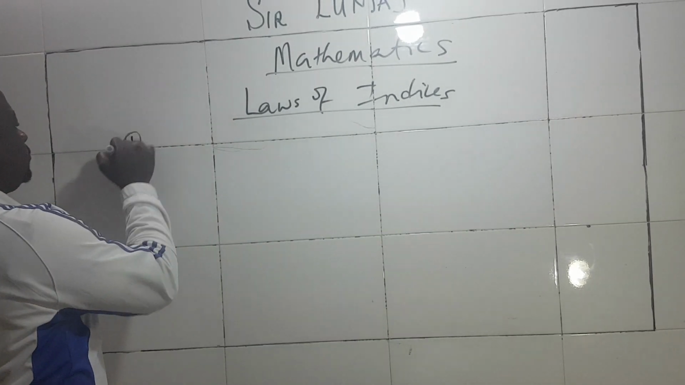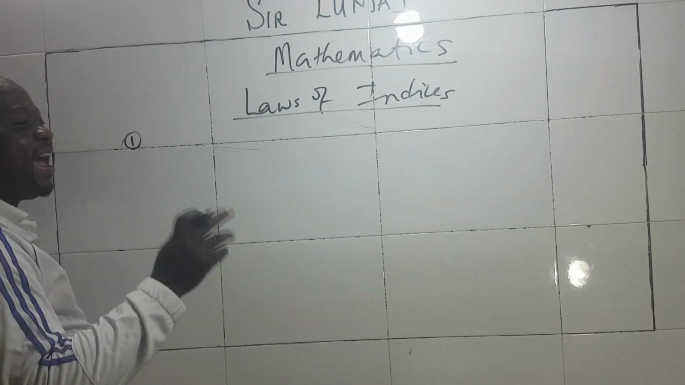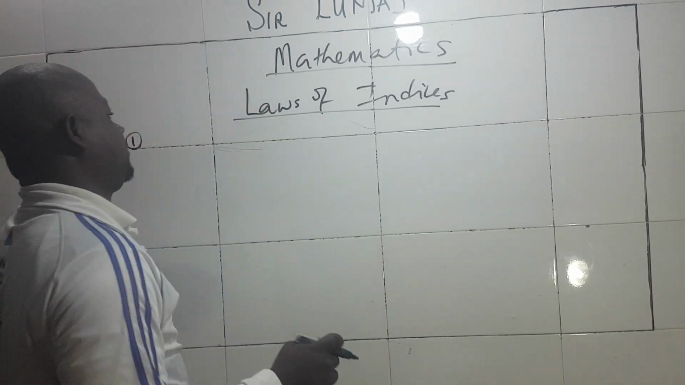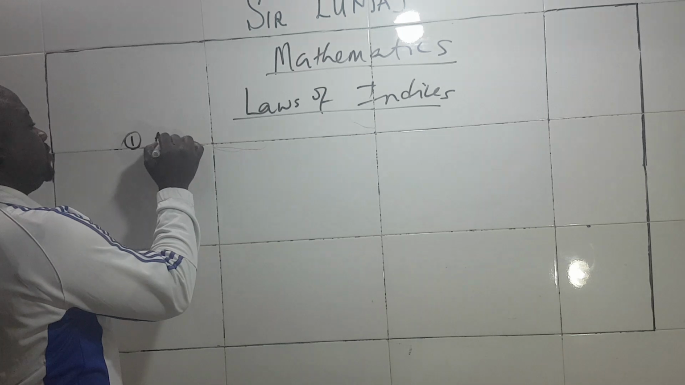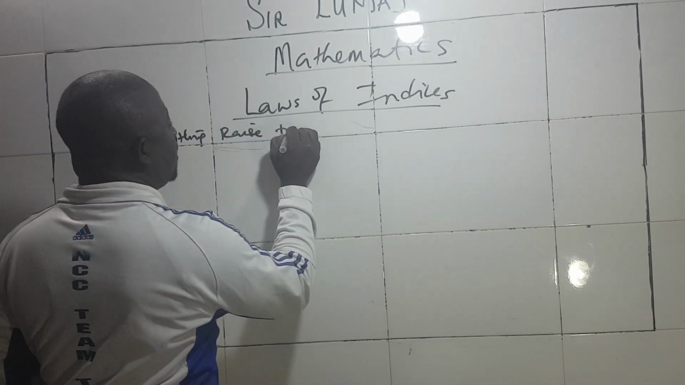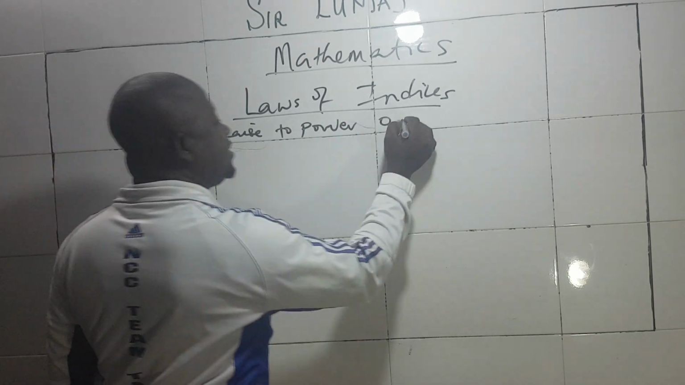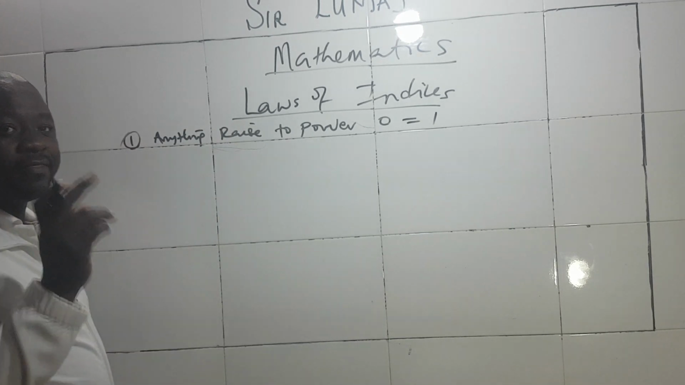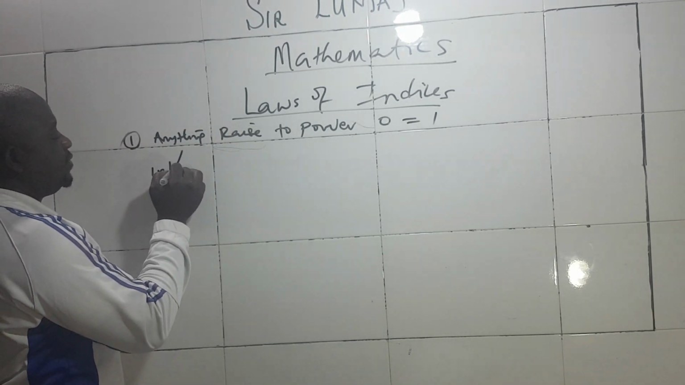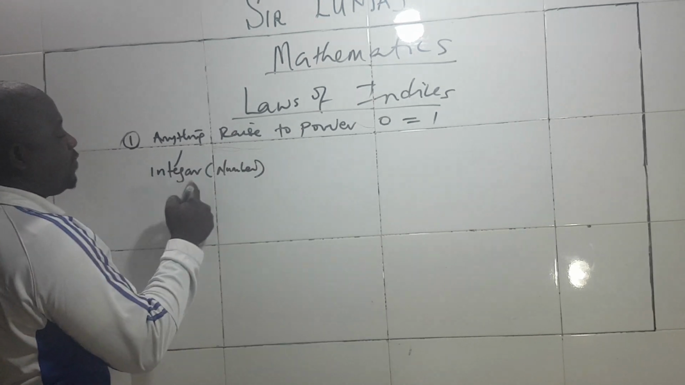Number 1, I'll call it law 1. The rule says that anything raised to power 0 is equal to 1. Anything raised to power 0. Anything can be an integer, that is a number, or it could be an alphabet.